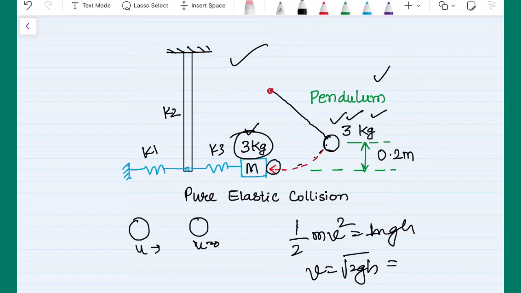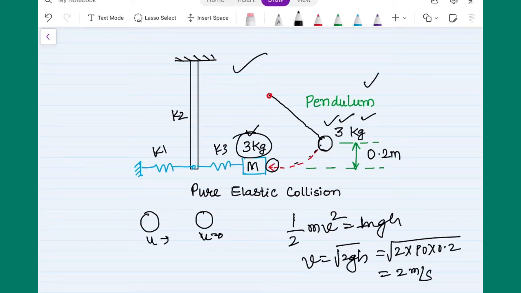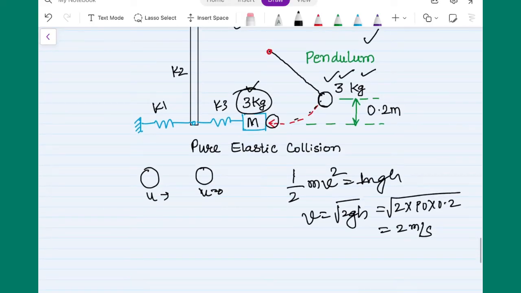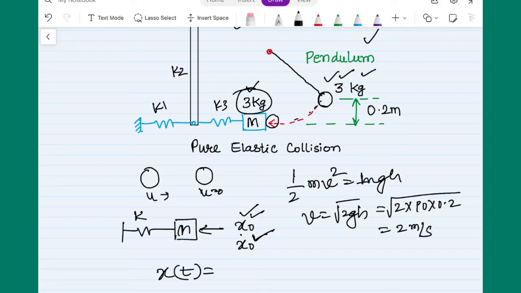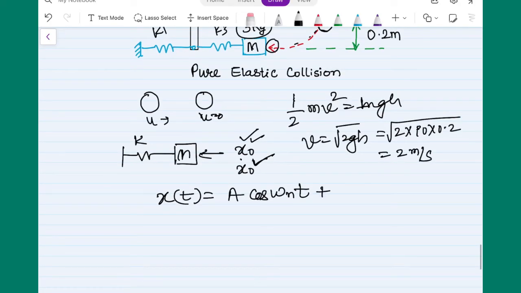When I put all the values, 2 into 0.2, I get 2 meters per second. So the input for the given mass is 2 meters per second. If you recall, this is a single degree of freedom system, and for a standard single degree of freedom system, the input conditions will be x naught and x naught dot. This is the initial displacement and this is the initial velocity, and we know that the response of the system is just a cos omega nt plus b sine omega nt.